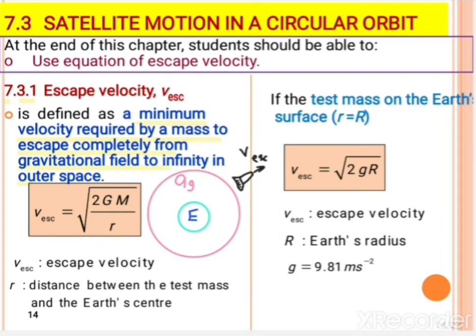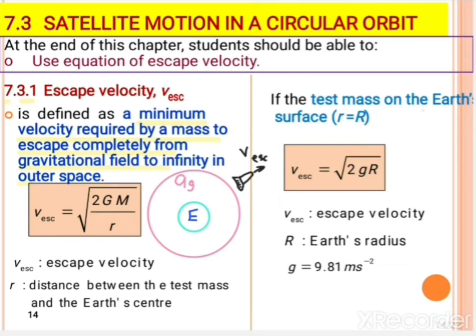What happens if the rocket's velocity is less than the escape velocity? Yes, the rocket will fall downward back to the Earth's surface. Right. So the formula for escape velocity is equal to the square root of 2GM over r. Remember, M here is the mass of Earth, not the mass of the rocket. r is the distance between the test mass and the Earth's center.